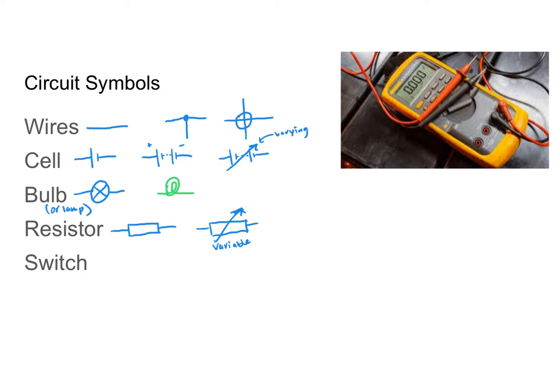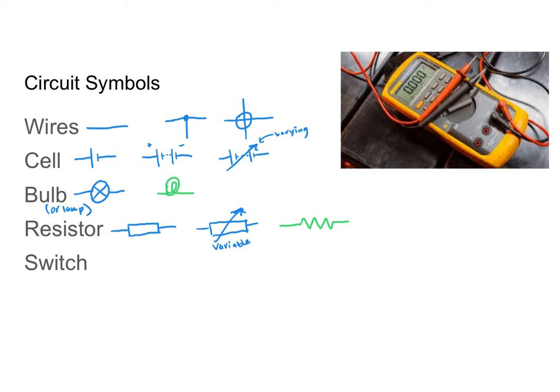Now, just so you all are aware, again, the IB symbol is a little different from your typical American symbol. So if y'all are going off to college and studying electronics, or if you're taking the ASVAB test or something along those lines, you should expect to see this symbol instead. And again, that's just a difference between the British and American systems.